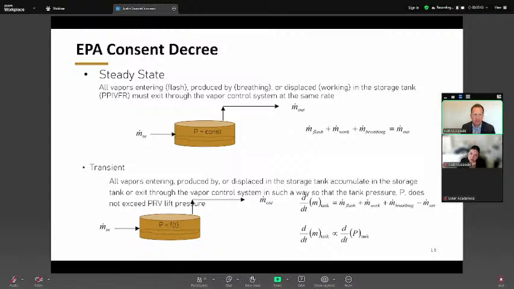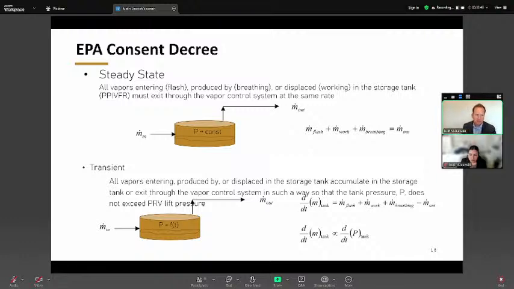So when you're designing your facility or your CVS, you want to look at basically two components. You've got a steady state component, so your mass flow coming in is equal to your mass flow coming out. Easy enough. You take your flash coming off your fluid, both oil and water, any vapors going to your tank. You look at any working fluid, so your level coming up and down, and then you look at your breathing losses. That would be from your diurnal cycle, from seasonal changes, or just from heated tanks, and that's your M out. So you have all that coming in, you have it all coming out.